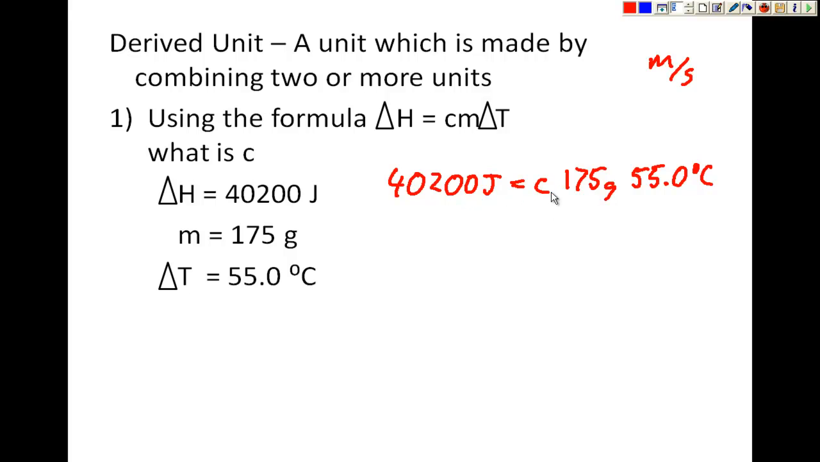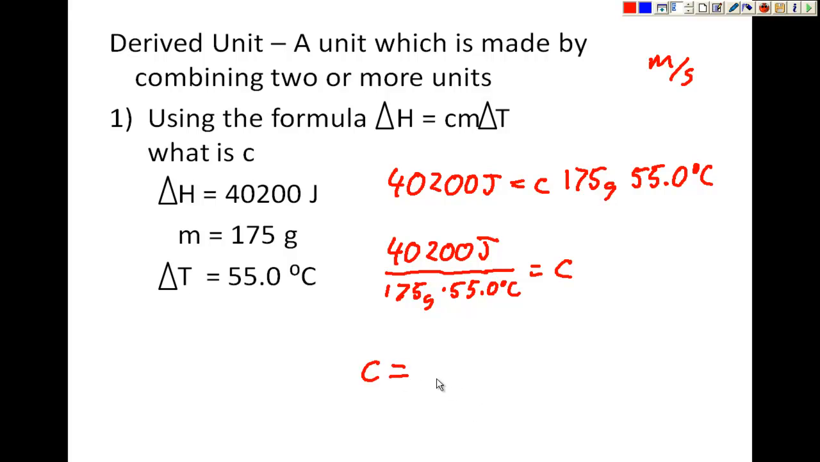So I'm going to isolate C. We want to find out what C is, so we're going to go 40,200 joules divided by 175 grams, dividing 175 from both sides, and divided by 55 degrees Celsius from both sides. That is going to equal C. So if I go 40,200 divided by 175 divided by 55, we get C equals 4.18.